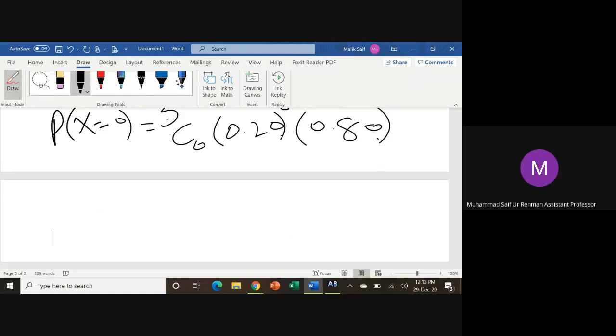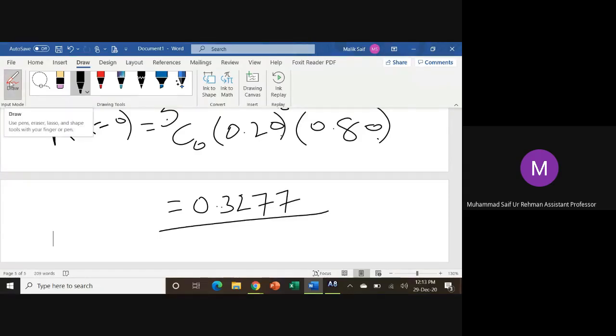So what is the answer? Sir, 0.3277. So this is the probability, or otherwise you can say 32.77% are the chances that none of the flights are late.